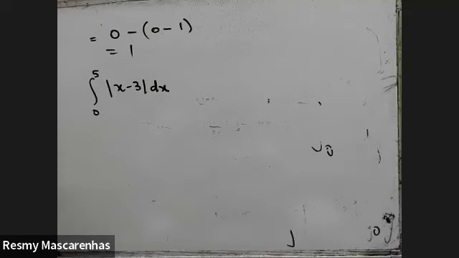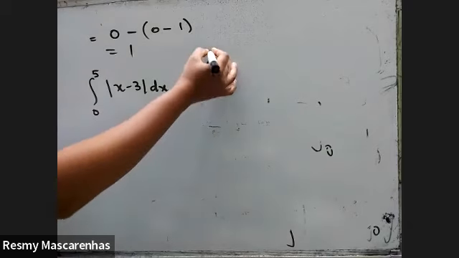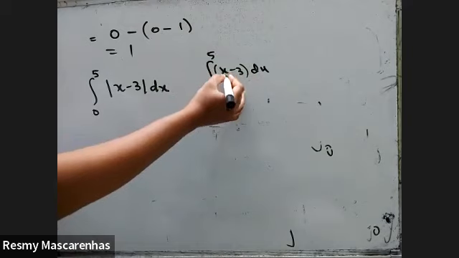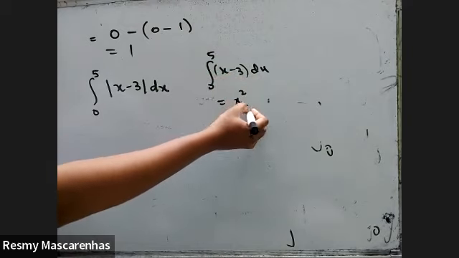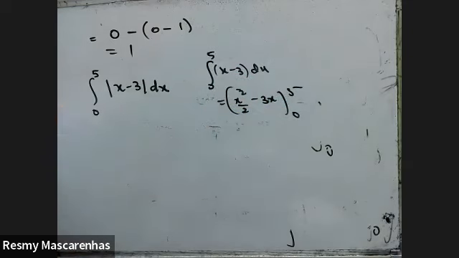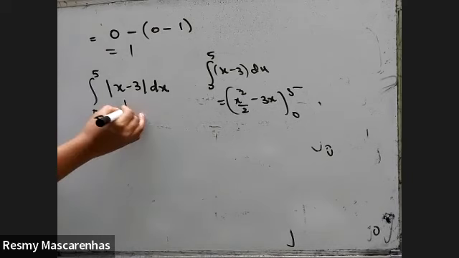Now this is a problem. Suppose the question was straight away the integral from 0 to 5 of x minus 3 dx. The answer would have been the integral of x, which is x square by 2, and this would be 3x, and you would solve it this way when it is a simple problem. But now this is a modulus sign.